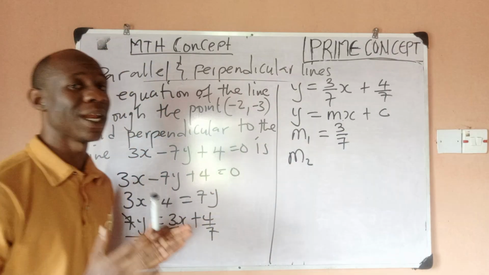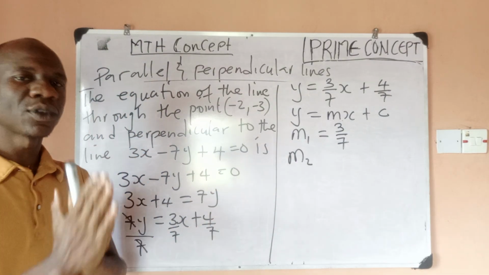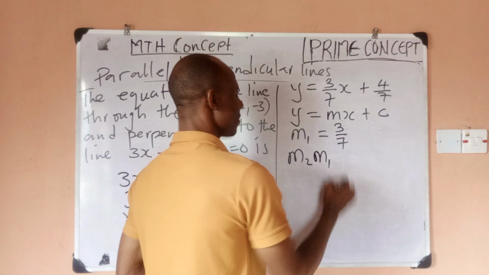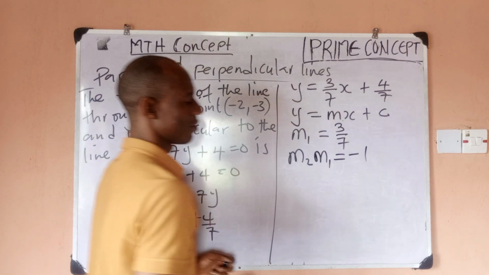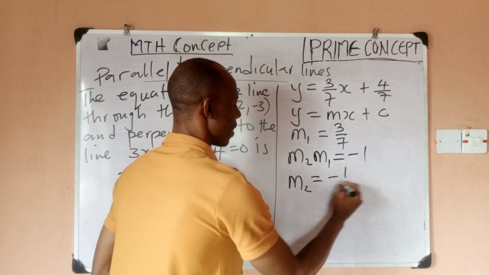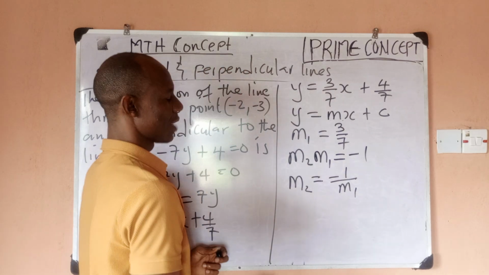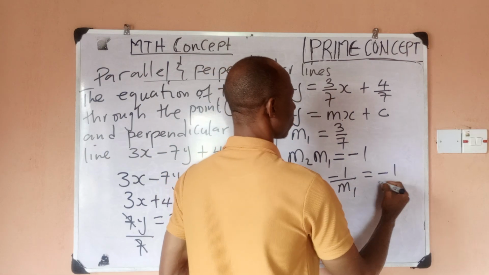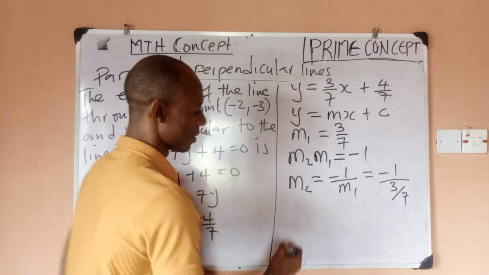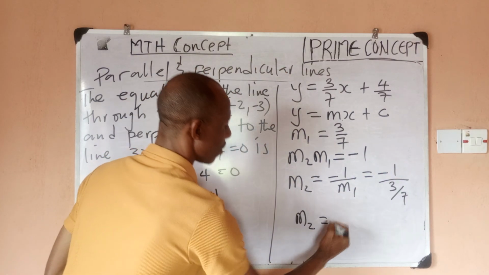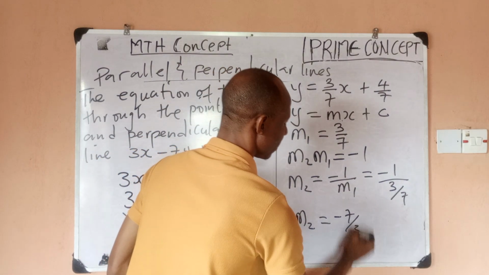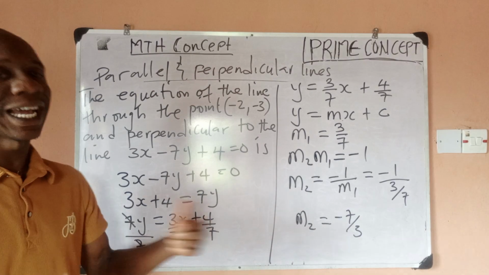Now, since these two lines are perpendicular, we know that the product of their slopes will be equal to -1. So m2 times m1 would be equal to -1, so that m2, which is what I'm looking for, is going to be -1 divided by m1, right? So if I solve this, I have -1 divided by m1. My m1 is 3 over 7, so that my m2 becomes what now? This would flip over, right? So it becomes -7 divided by 3. So this is the slope of the line I'm trying to find.